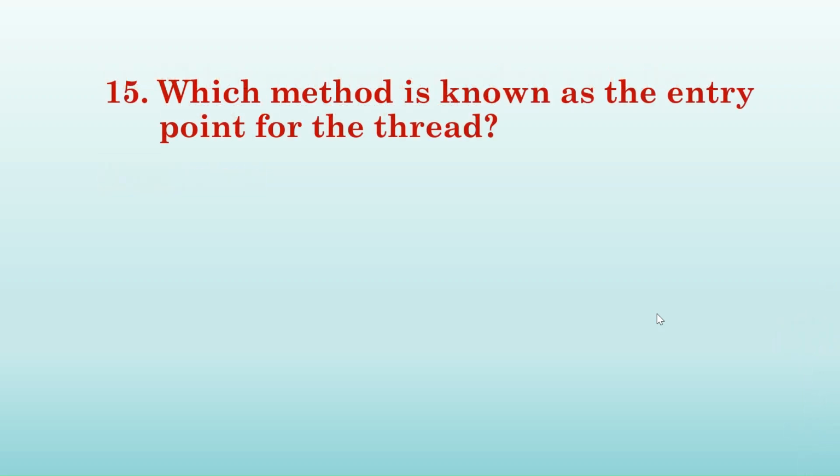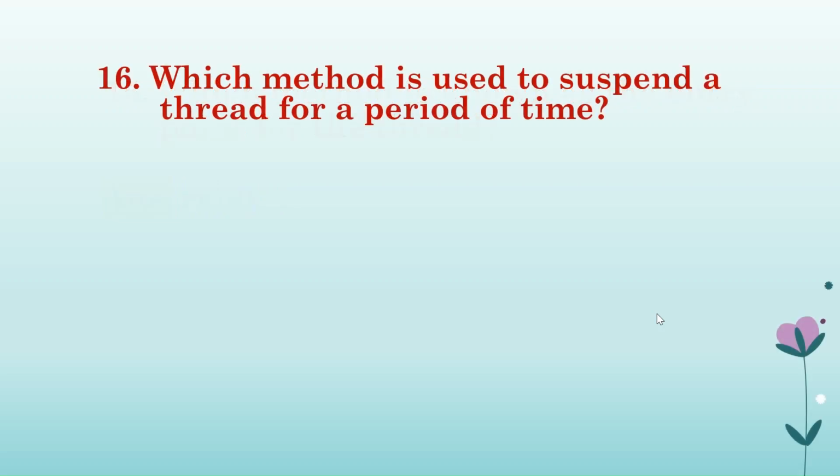Which method is known as the entry point for the thread? There is a single method called the run method, which is the entry point for the thread. So the execution of the thread starts from the run method.